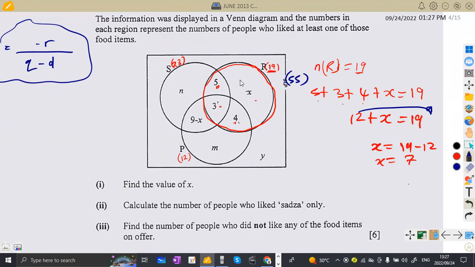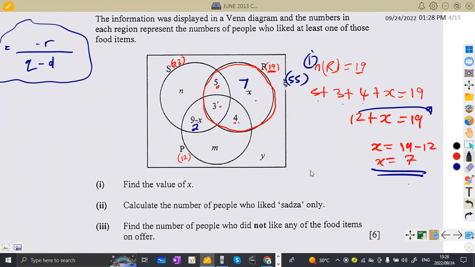So in place of x, we have 7. So it's going to be 9 minus 7, which is 2. That is what it simply means. It was actually direct, but the question was to find the value of x. This is what we have on item 1.